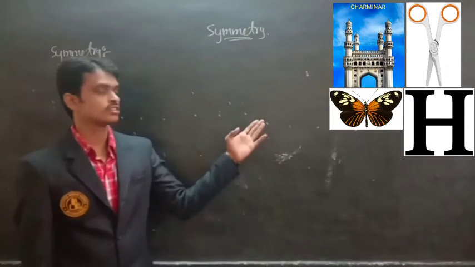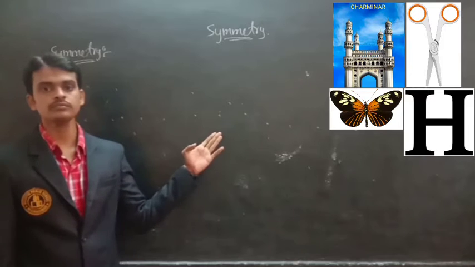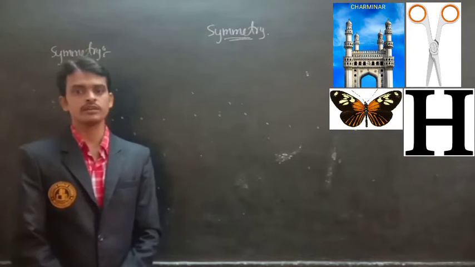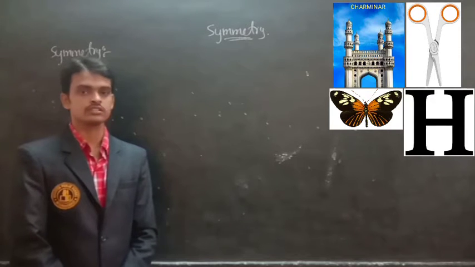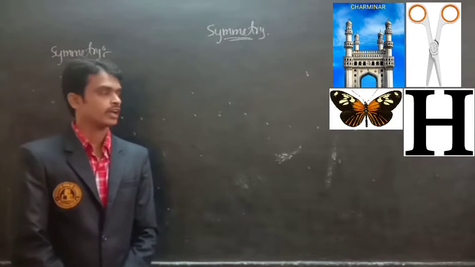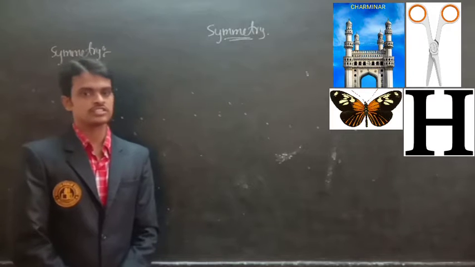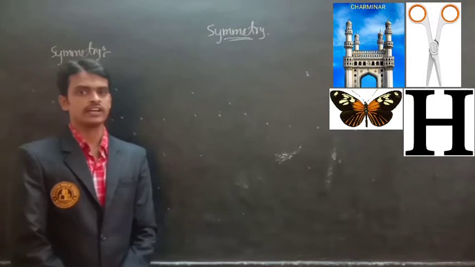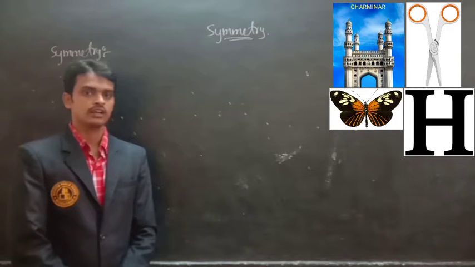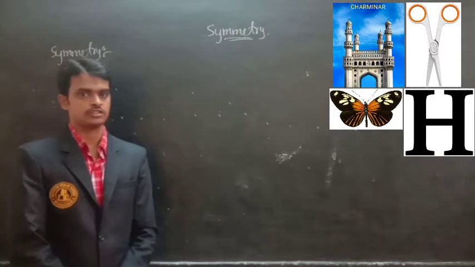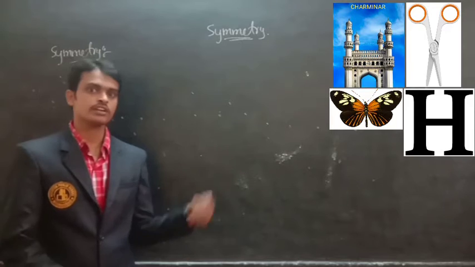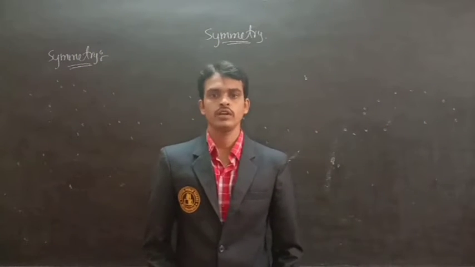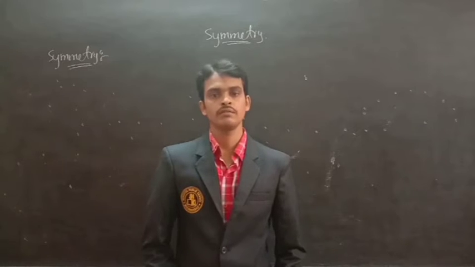Look at the examples of symmetrical objects. This is one of the historical places of Telangana, that is Charminar. And Caesar, and butterfly, and alphabetical letter H. These are all symmetrical objects. Now let us discuss symmetrical figures.